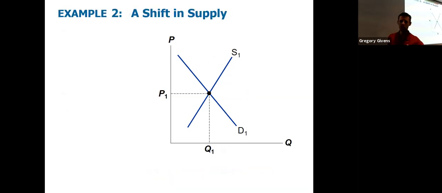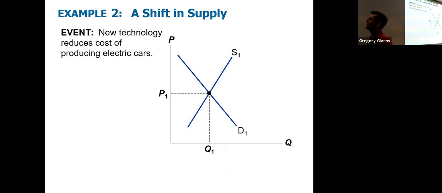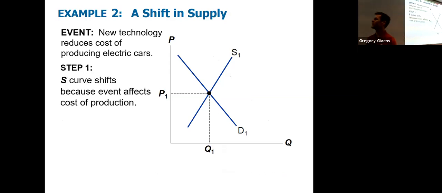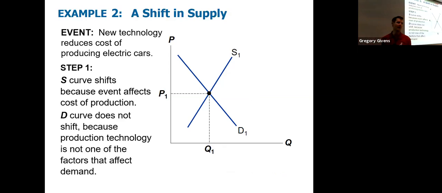Okay. How about a second example here? What if there is a new technology that reduces the cost of producing electric cars? Does that affect supply or demand directly? An improvement in technology, remember, was one of those factors that influences the supply, not the demand, right? So step one tells us that the supply curve is going to shift, but not the demand curve. Quantity demanded will change because the price is going to end up changing. And so we will move along a demand curve, but it's going to be the supply curve that shifts.